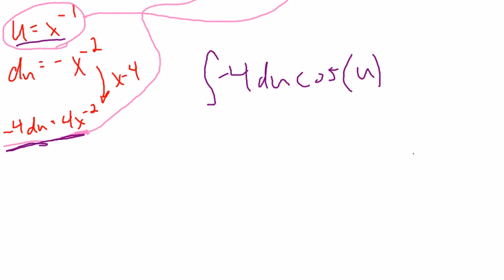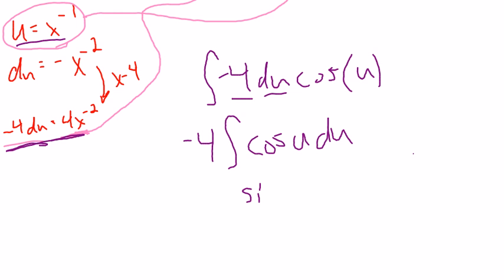Now, I'm going to kind of reorder things. I got the du there, I got the 4 here, I got the cosine there. I'm going to actually pull the negative 4 out front of my integral. Integral of cosine of u du. What derives to cosine? Well, it's sine. Remember, sine derives to positive cosine. So the integral of this thing is just sine of u plus c, but I need to not forget about the negative 4. So the negative 4 shows up there.